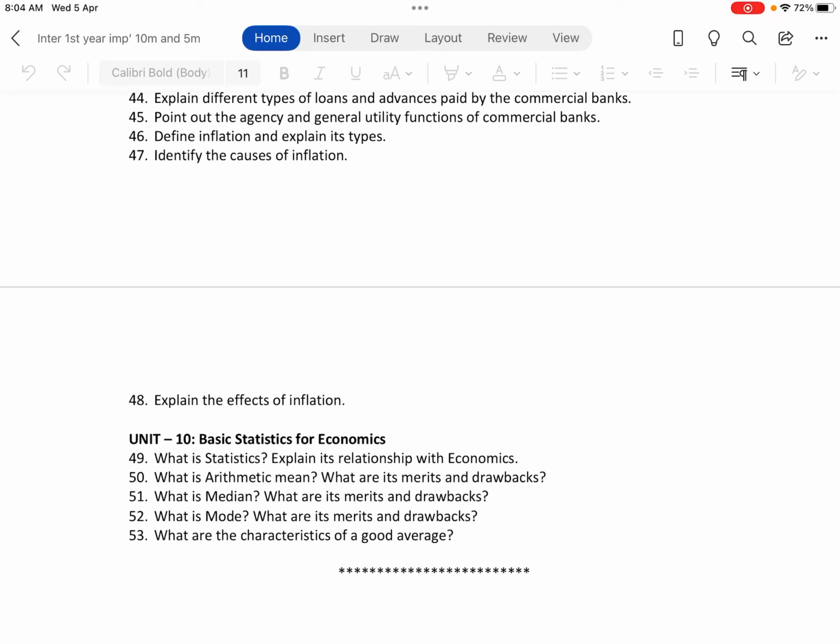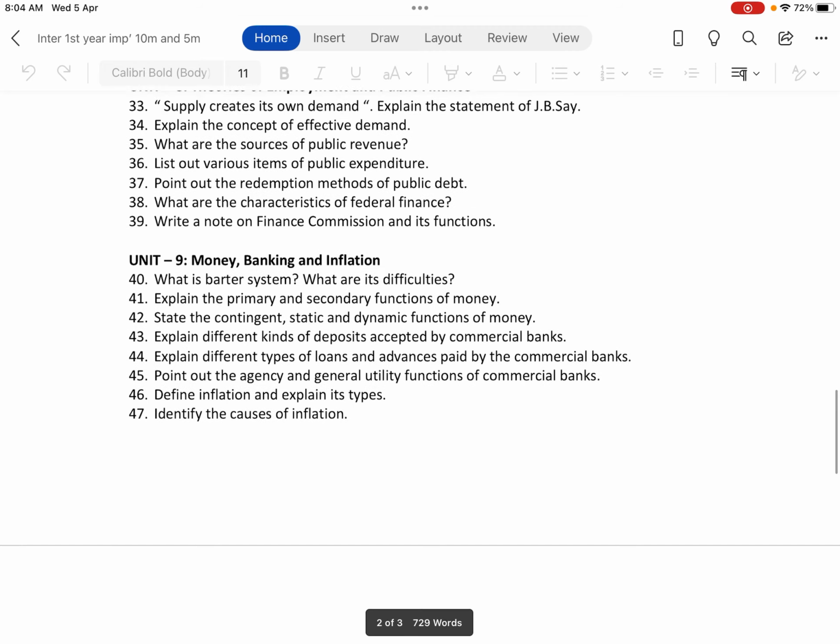52nd, what is mode, what are its merits and drawbacks. And finally the last question, 53rd, what are the characteristics of a good average. So out of these questions you can expect 2 questions in the board exam. Okay, so these are all the important questions as far as the supplementary exam is concerned.